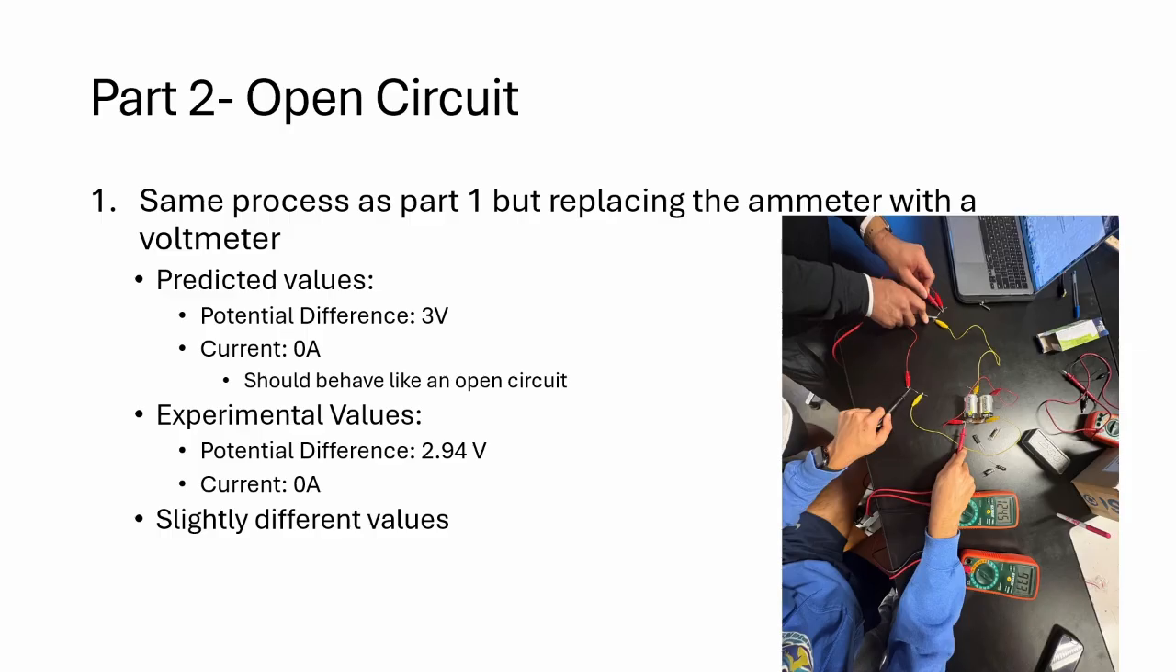Part 2 is the open circuit. It's the same process as part 1, but replacing the ammeter with a voltmeter. Our predicted value was 3 volts of potential difference and 0 amps, as it should behave as an open circuit due to the high resistance within the voltmeter. Our experimental values were 2.94 volts and a current of 0, so slightly different.